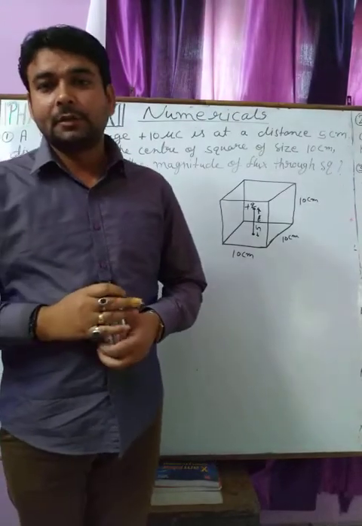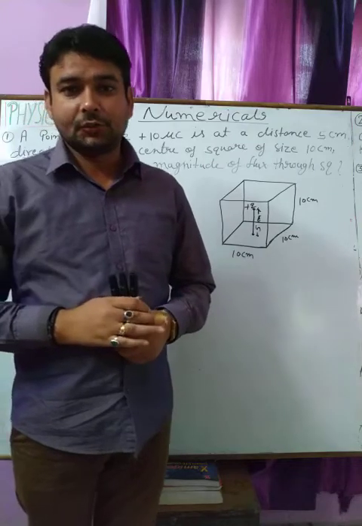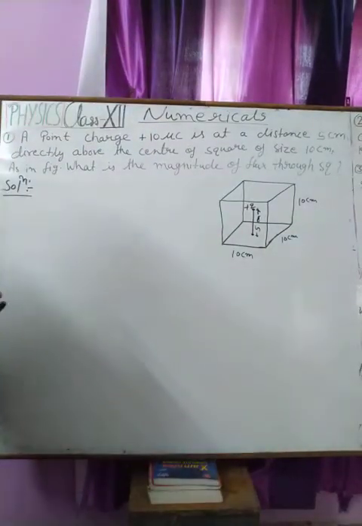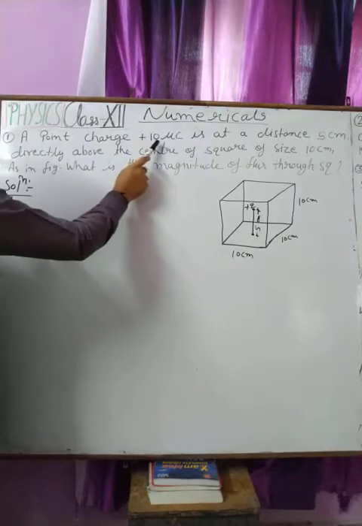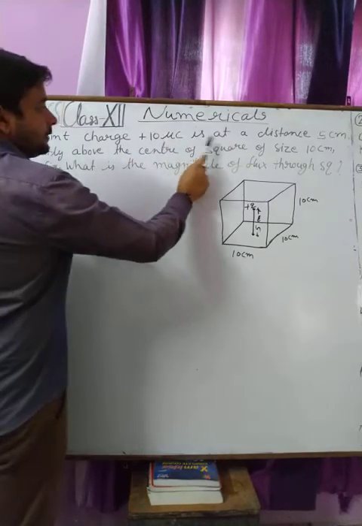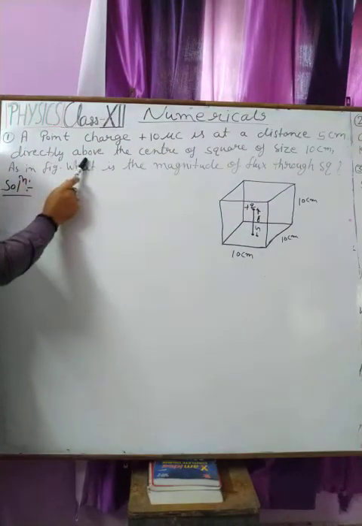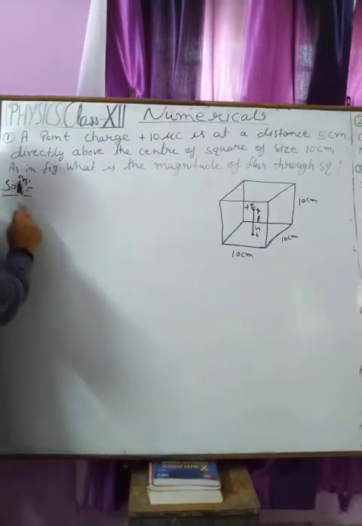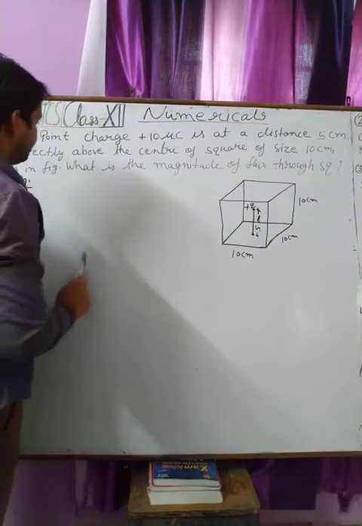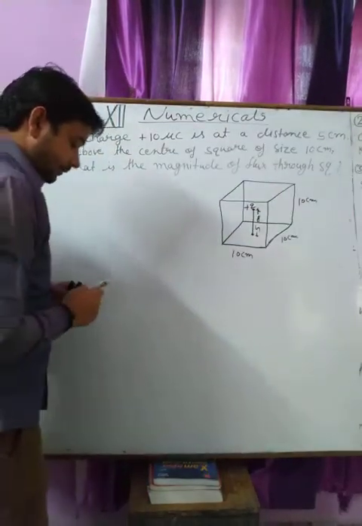Today we are taking some numericals based on the calculation of flux and Gauss's theorem. Here, the first numerical is: a point charge of 10 microcoulomb is at a distance of 5 centimeter directly above the center of a square of size 10 centimeter, as in the figure. What is the magnitude of flux through the square?